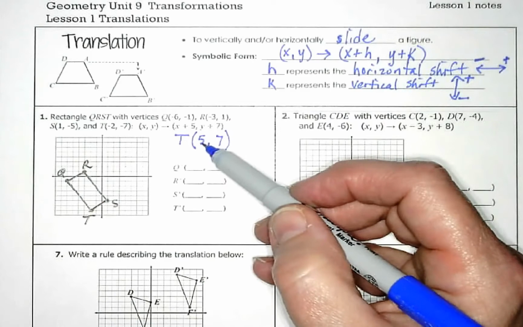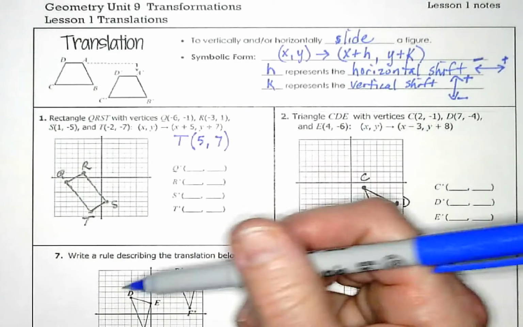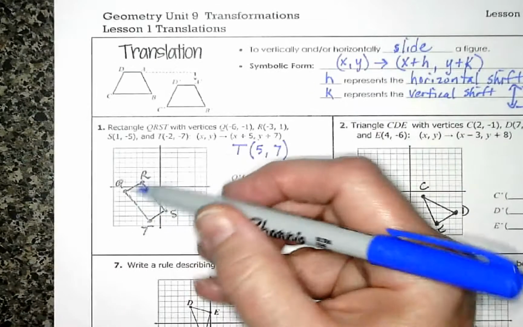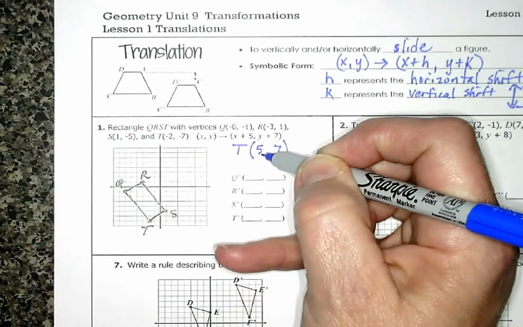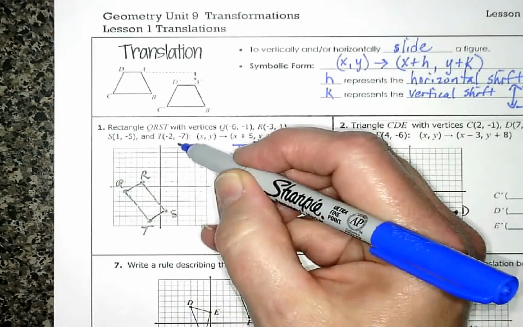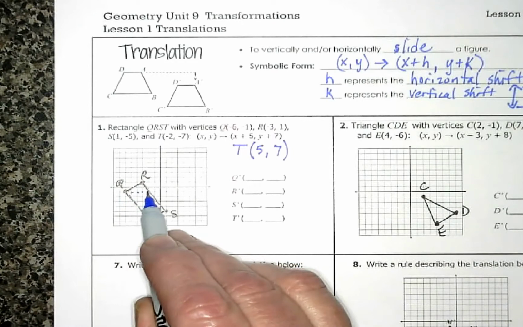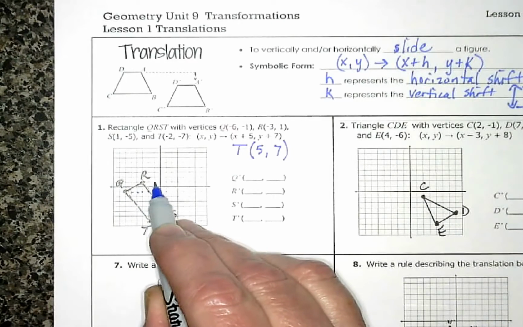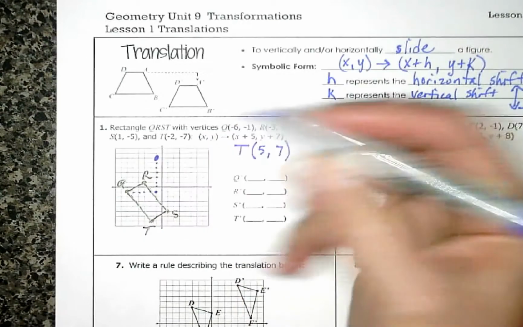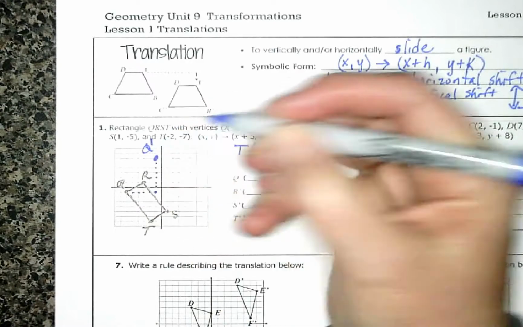So since they're both positive, we're going to go up and right. So I do that for every point, and basically now it's just counting. So I'm going to start here at Q, and I'm going to go right 5 and then up 7. So I'm going to start at this point, 1, 2, 3, 4, 5, 1, 2, 3, 4, 5, 6, 7. That point right there is translating Q, so it's got a new name, Q prime.